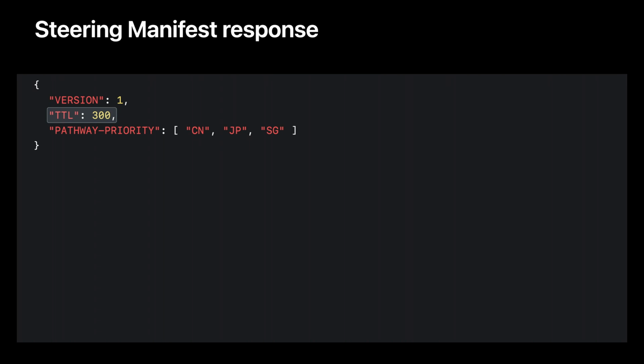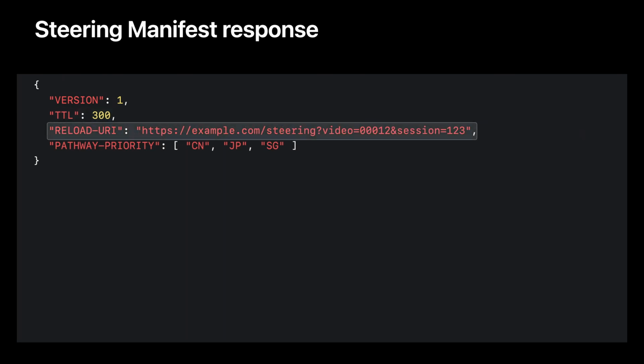It's also worth noting that the steering server is able to change this TTL value in each steering manifest response, affecting how long the client should wait before the next request. It's also useful for the steering server to inject some randomness into each client's TTL value to distribute server load. In addition, the optional reload URI field tells the clients where to request the next steering manifest. The steering server can leverage this field to inject client-specific state or session data in the URL to be echoed back in the next request. Now you have seen the major technical details of content steering.